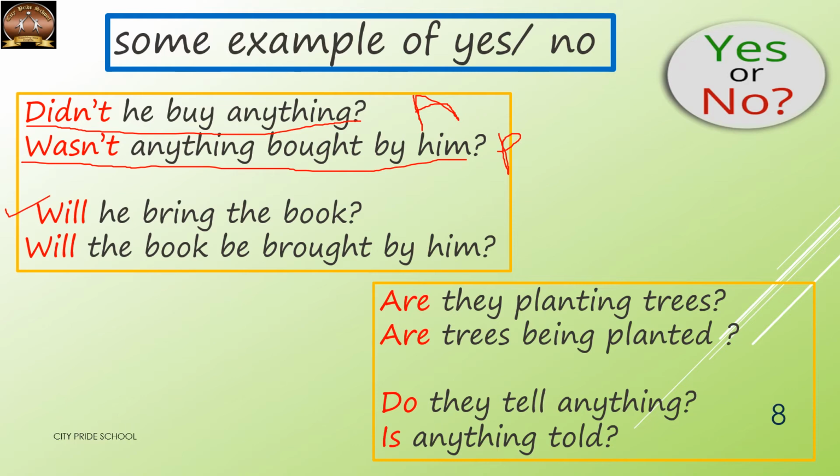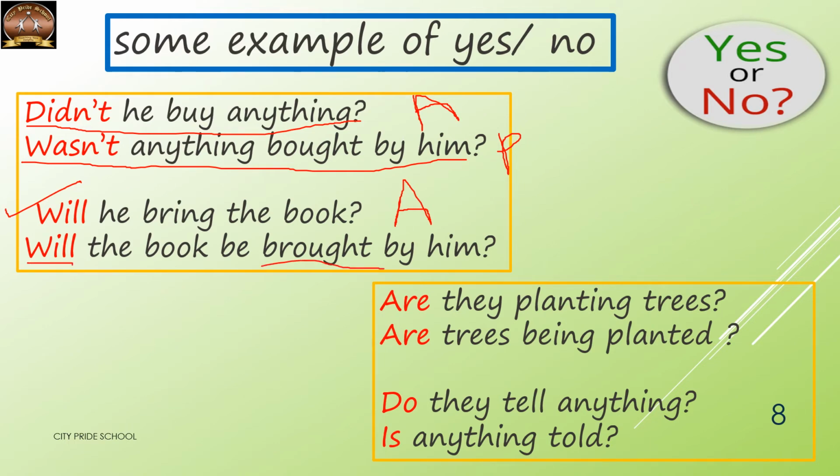Let's look at the second example. Will he bring the book? So this is future tense. Future tense will remain future only. We cannot change the tense. So will cannot be replaced by would. It will remain the same. Will the book be brought?